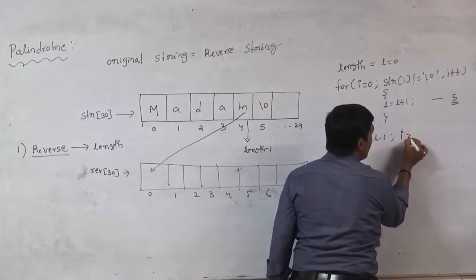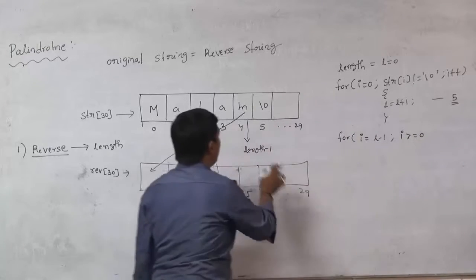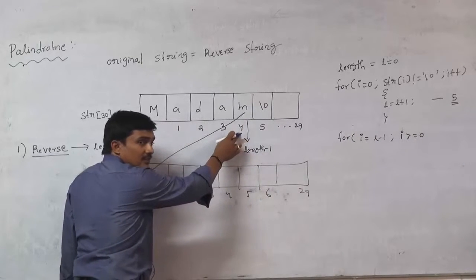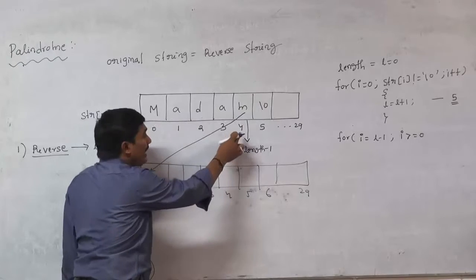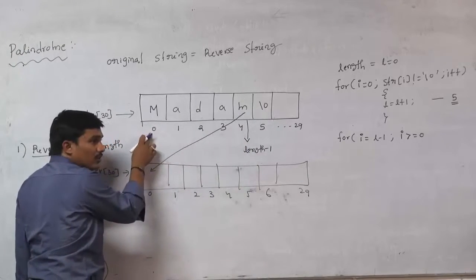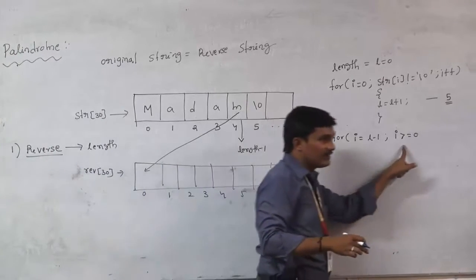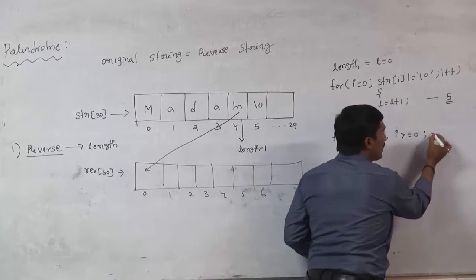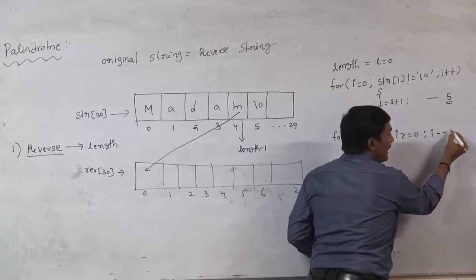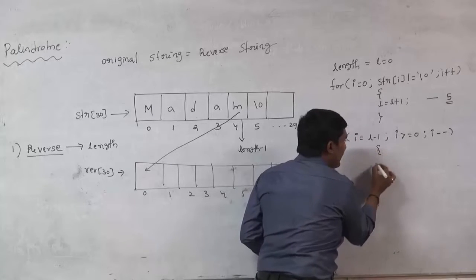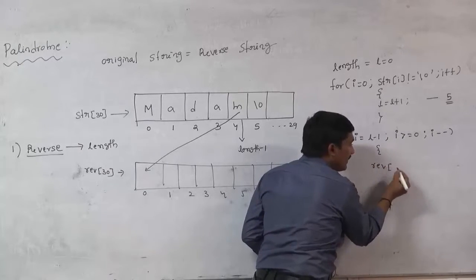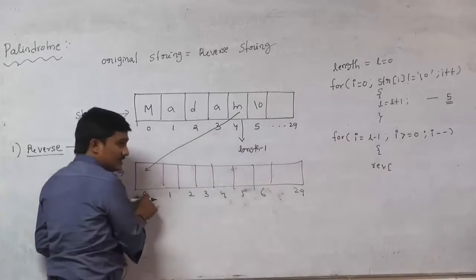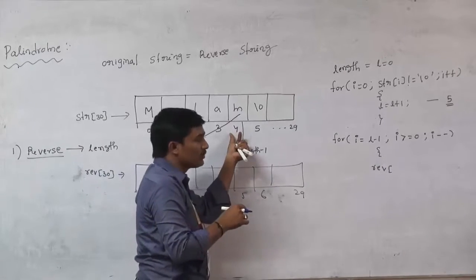This process will continue up to i greater than or equals to 0. Your reverse copying starts from this location and continues until it reaches 0. That's why i greater than or equals to 0. Afterwards, i minus minus. Copying reverse of 0. But your i is pointing to 4.